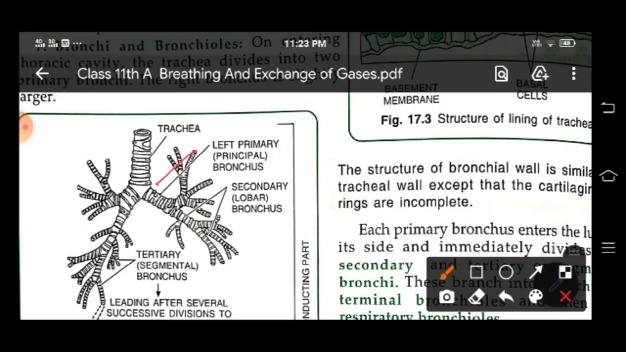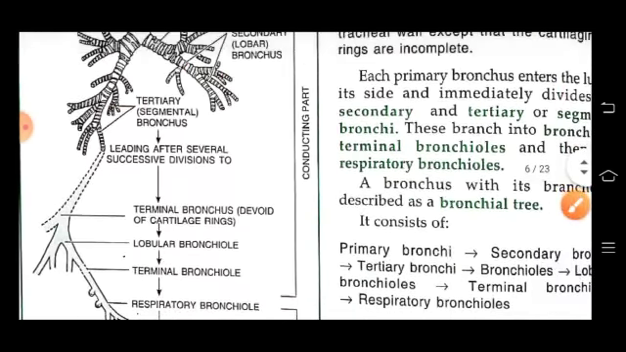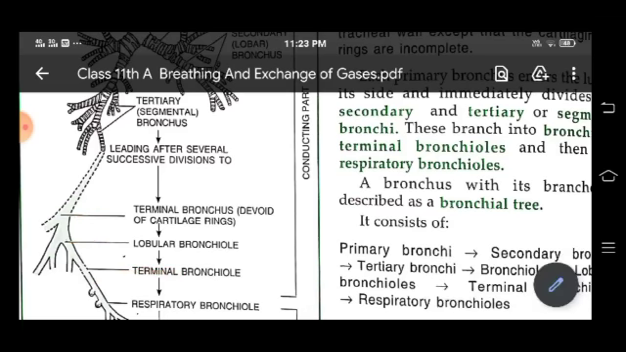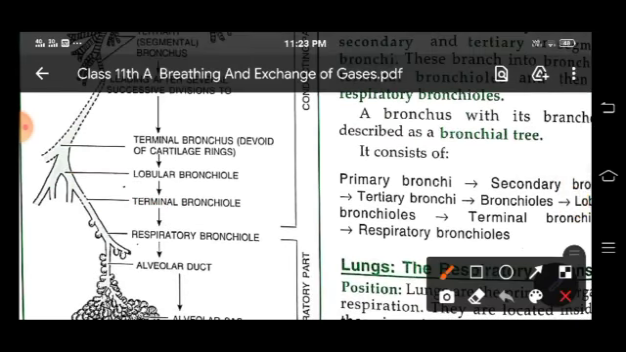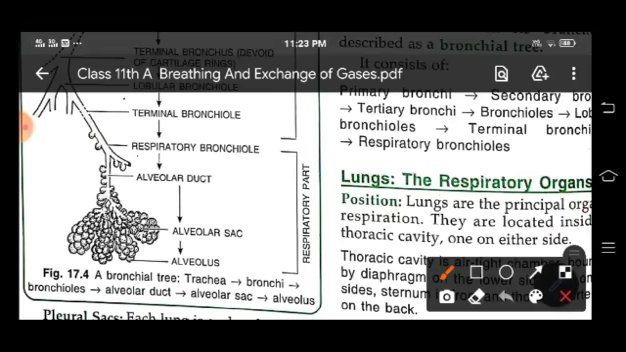Left primary bronchus, then secondary bronchus. These are the tertiary bronchi. Then terminal bronchi, which are devoid of the cartilaginous rings. They don't have cartilaginous rings. Then lobular bronchiole, then again terminal bronchiole. Then respiratory bronchiole, and alveolar duct, and alveolar sac, and alveolus.